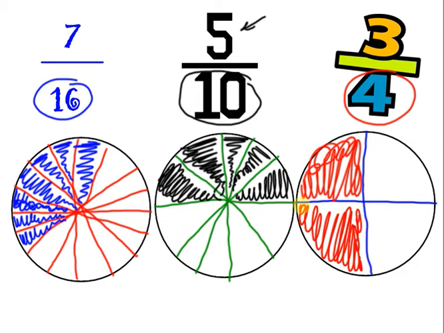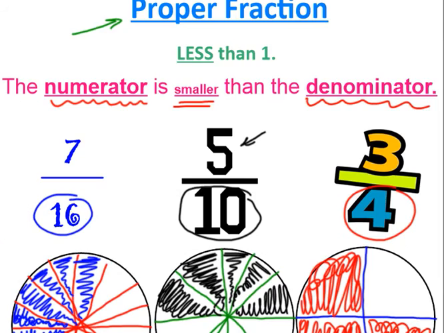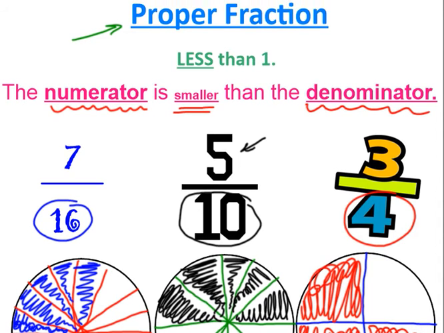This is 2. And this is 3. Perfect. Just like that. And again, these 3 are examples of proper fractions.